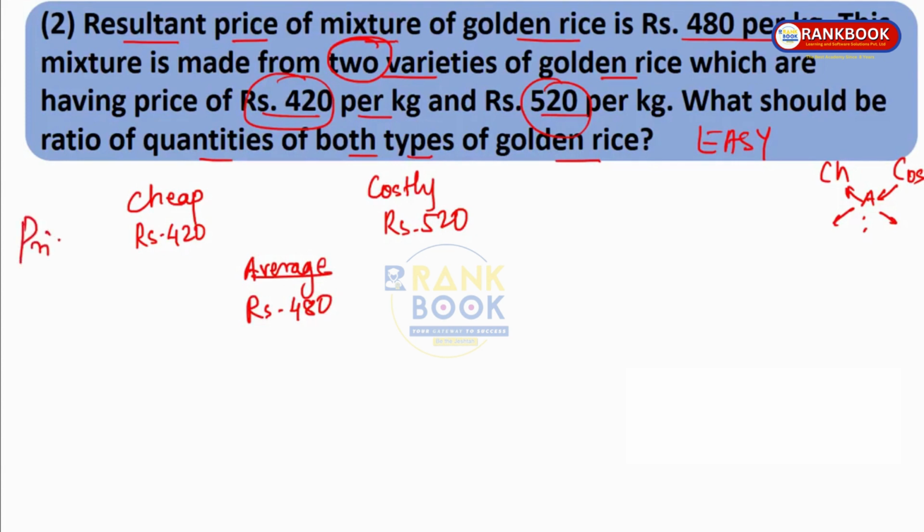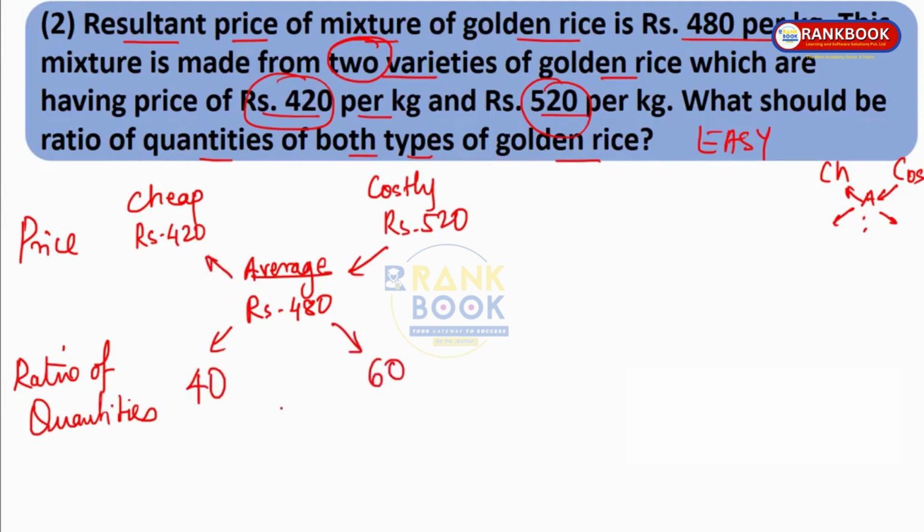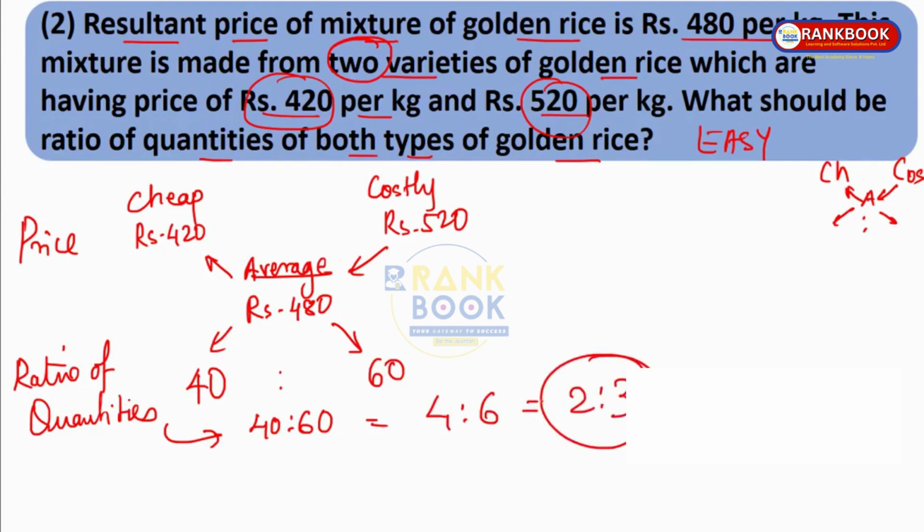This is nothing but the price. So what will we get over here? We'll get the ratio of quantities. Now let us see what is the ratio of quantities of the cheap to the costly golden rice. Subtract 520 minus 480, what do we get? 40. Over here 480 is greater than 420, so 480 minus 420 is 60. The ratio is 40:60, that is nothing but 4:6, that is 2:3. So both the quantities have to be mixed in the ratio 2:3.